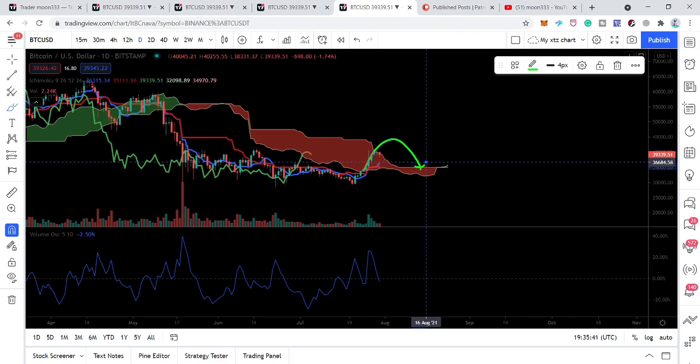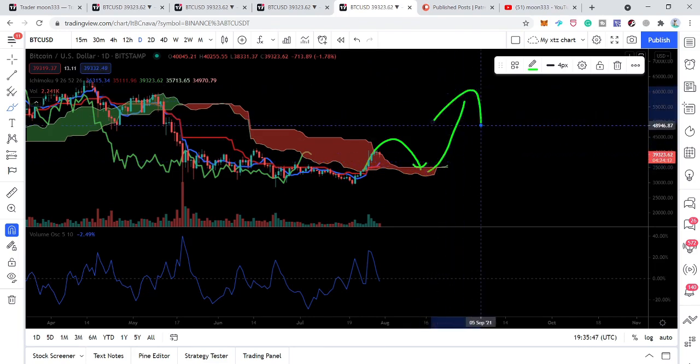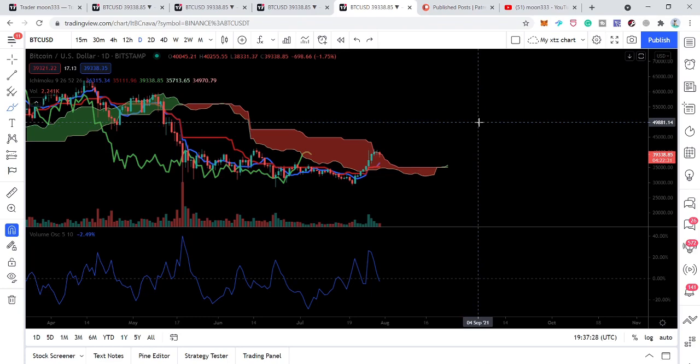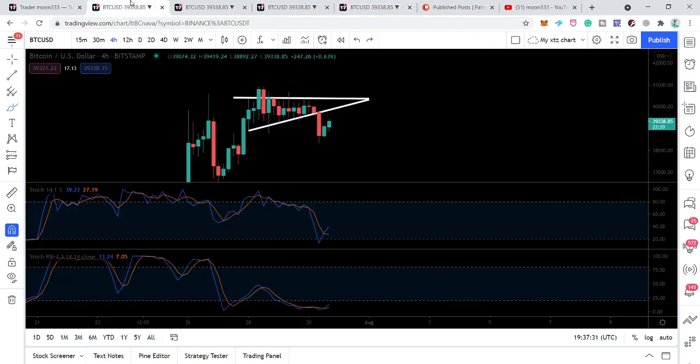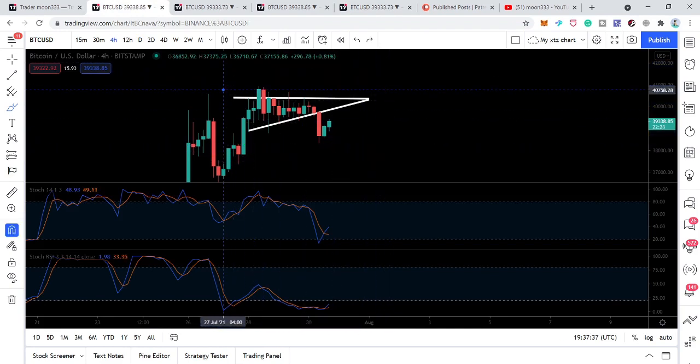And once it is successful in retesting the previous resistance as a support, then it will start a long-term and very powerful rally. This is very important, that the price line is breaking out of this Ichimoku cloud. No one is noticing this. Everyone is just watching this very small time frame chart and the very small breakdown of this small triangle on the 4-hourly chart. That is not so important.